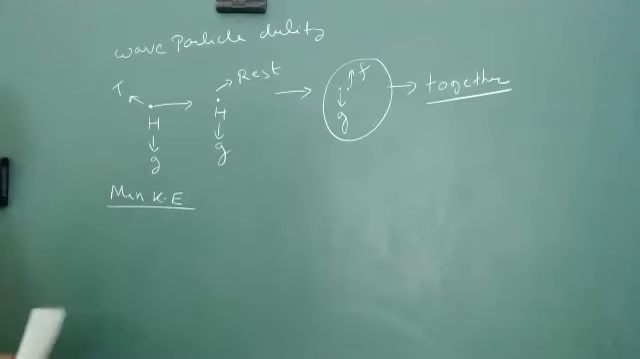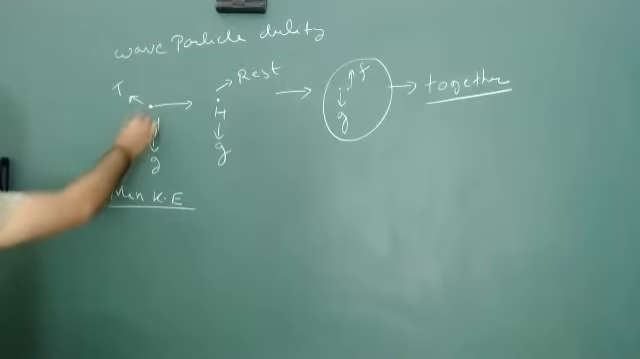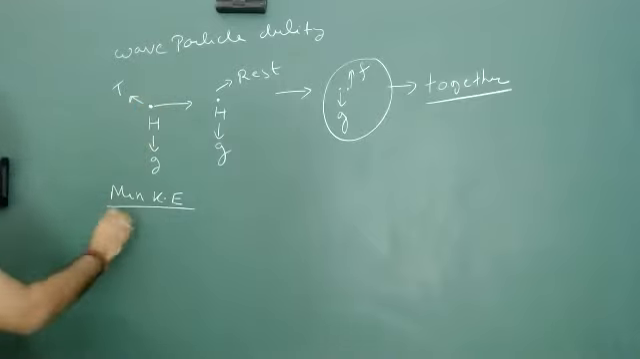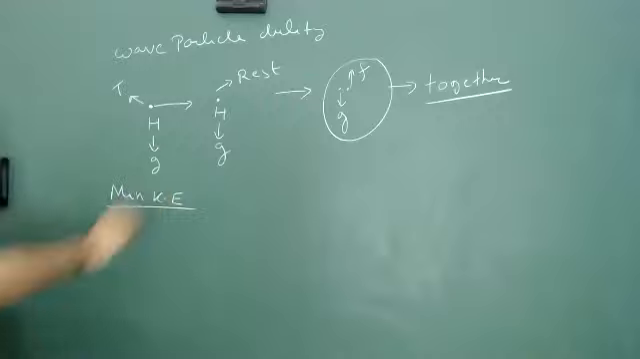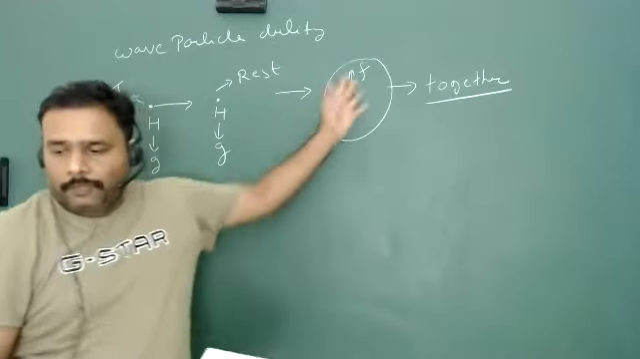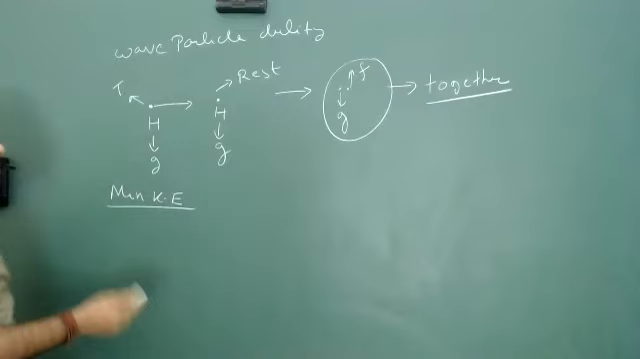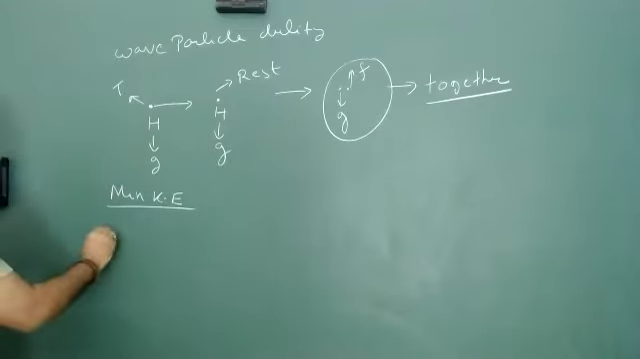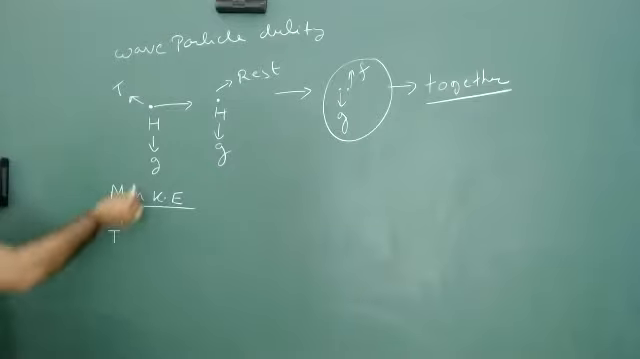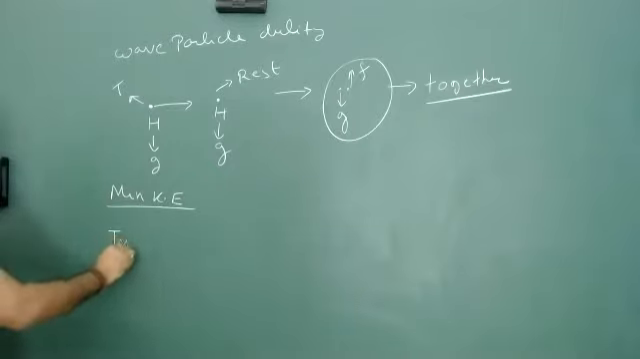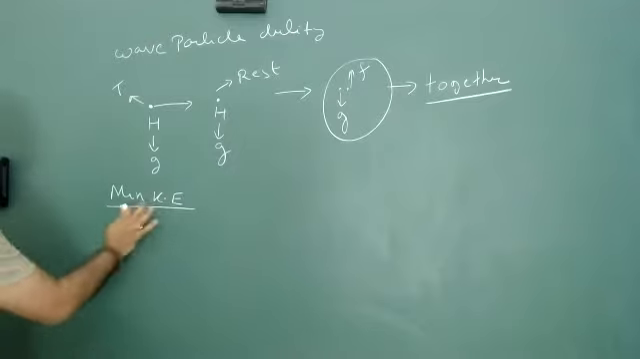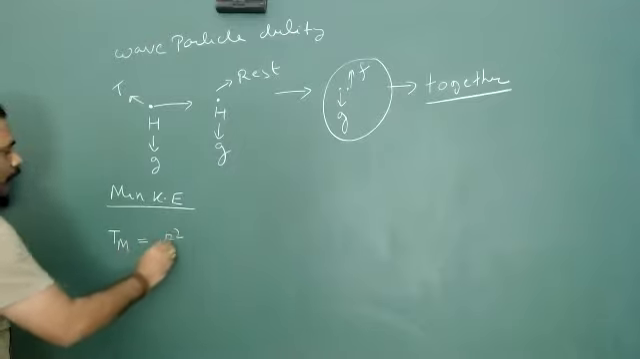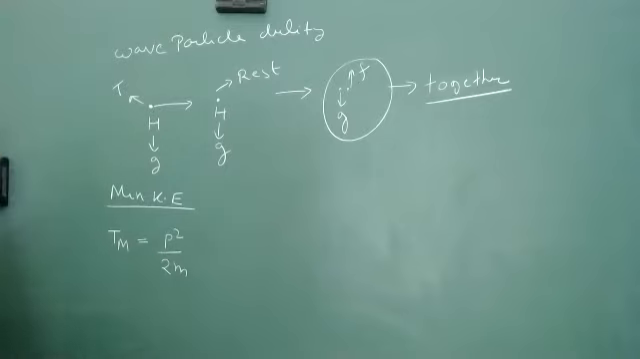So you have to calculate the minimum kinetic energy of the system. How will you calculate it? We will go for the total energy of the system. Because there is an internal transition, we will take this energy into account also, considering the whole system. The initial kinetic energy is T, and this is the minimum one, T minimum. I can write T minimum as P square upon 2m, because I assume the mass of this hydrogen atom is m.